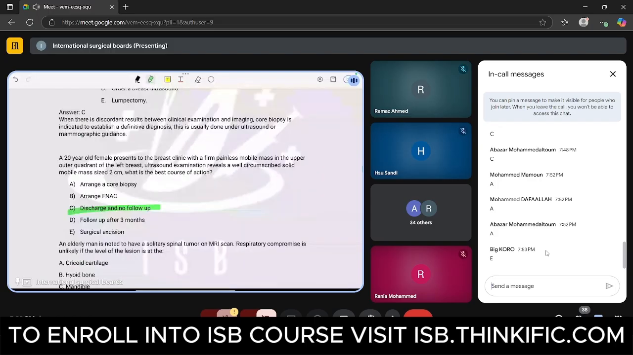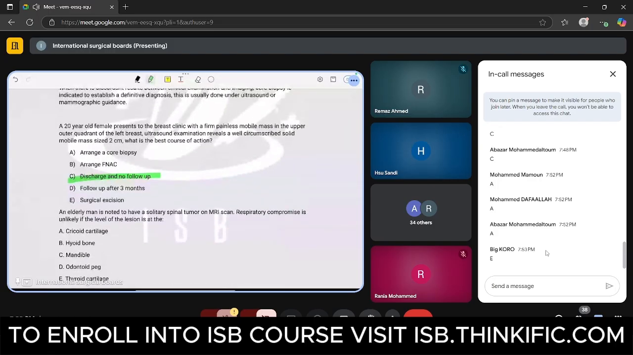So let's see the next question. An elderly man is known to have a solitary spinal tumor on MRI scan. Respiratory compromise is unlikely if the level of the lesion is at the cricoid cartilage, hyoid, or the mandible. So here they're saying it is unlikely that respiratory compromise would occur. Is that right? Unlikely that it will occur.